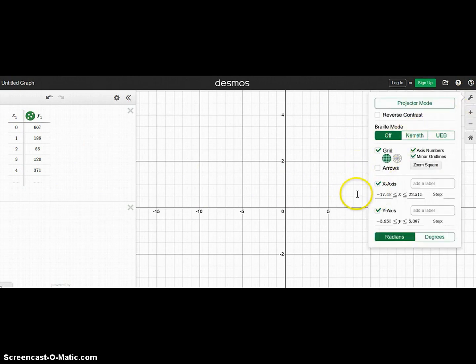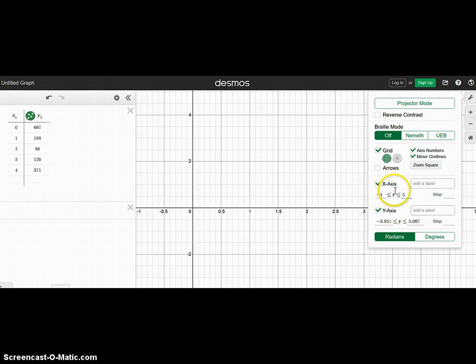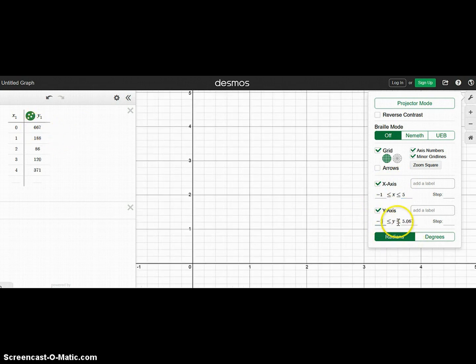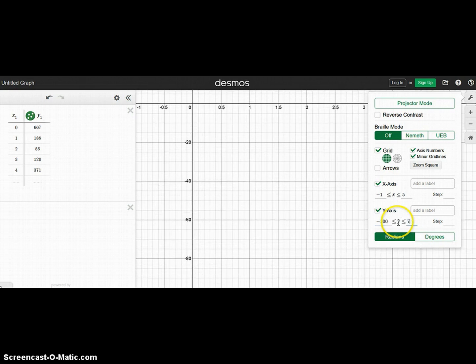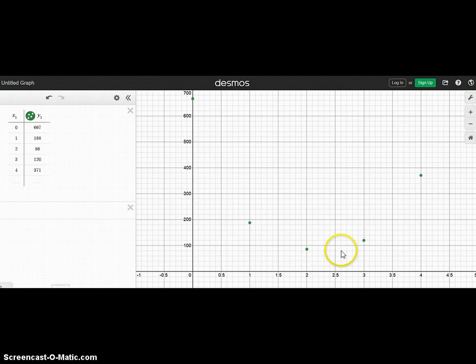Let's see, the x numbers only need to be as big as 4. So my x values can go from -1 to 5 maybe. And then for my y values, I need to go at least to 667. So I'm going to go from -100 up to 700. And now I can see my data. That's better. All right, so now I get my quadratic regression.